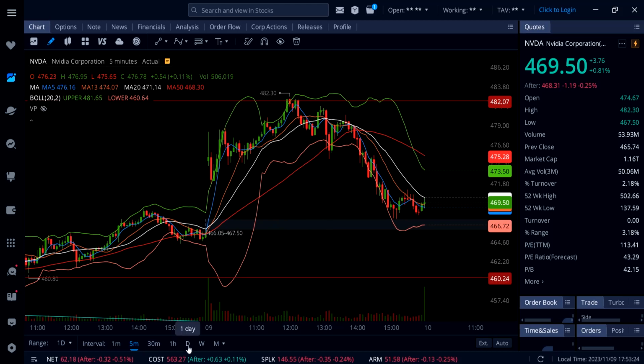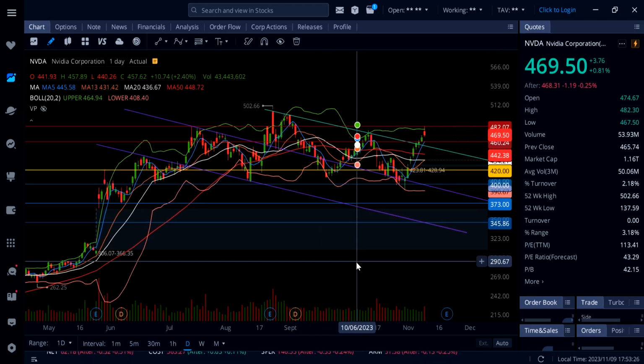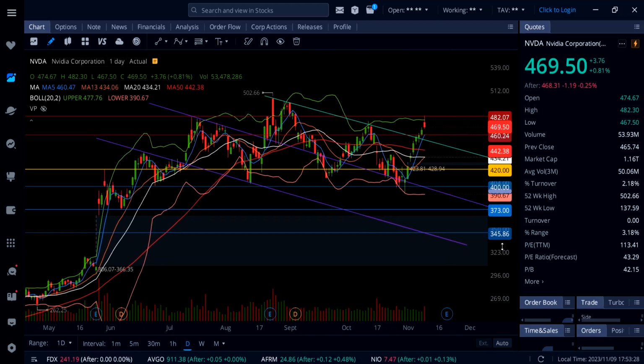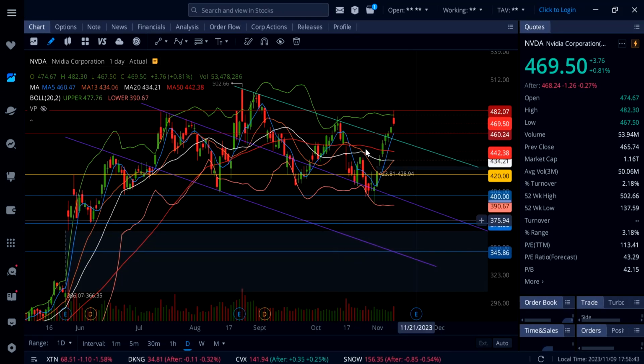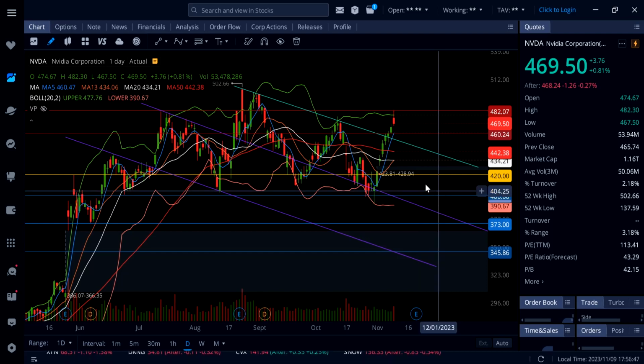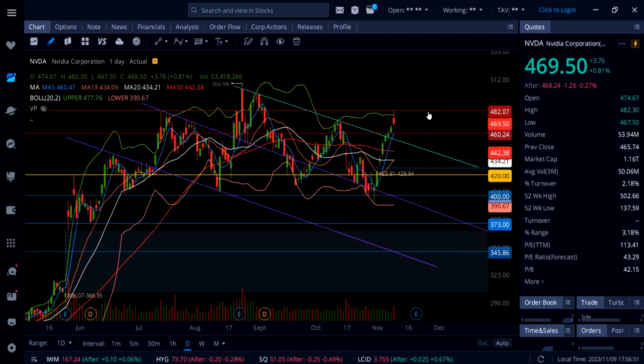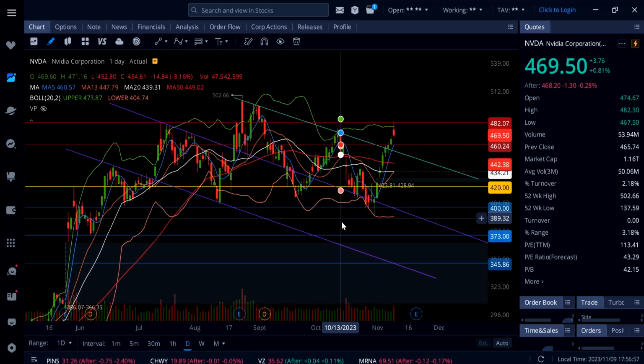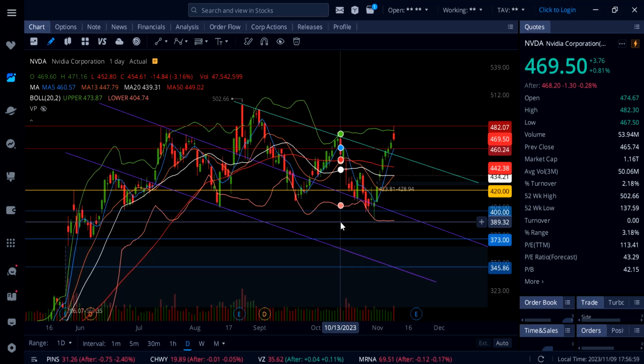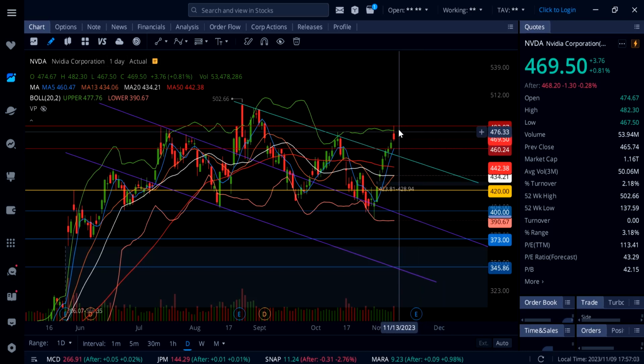Now we can talk about some more levels on Nvidia. Last night I said it in my video, Nvidia can clear 471, and this thing actually did this morning, gapping up over 471. You're going to see a move all the way up to 482, and look at this, guys, 482.30.